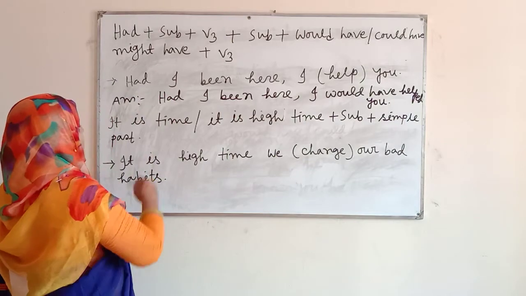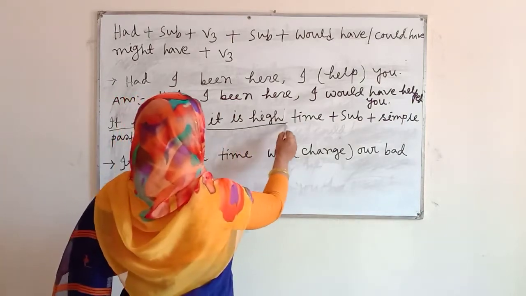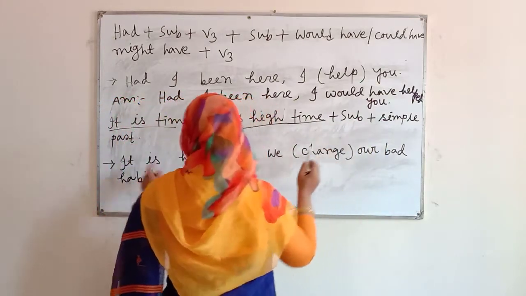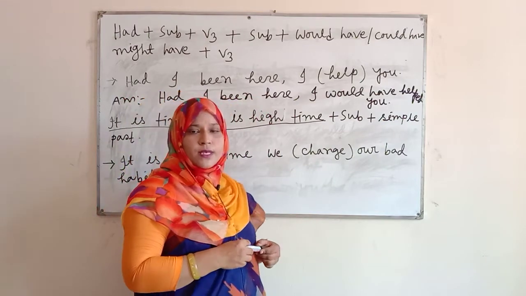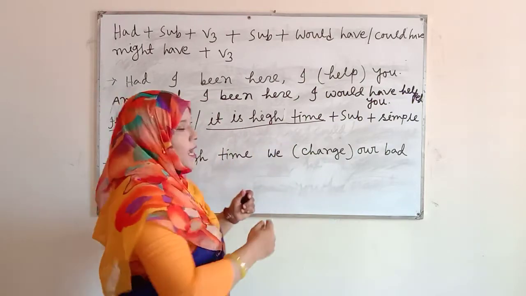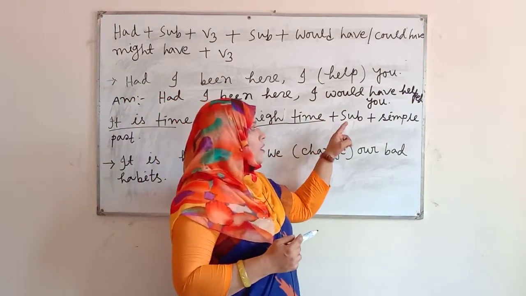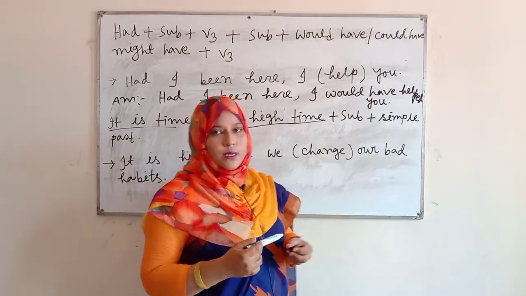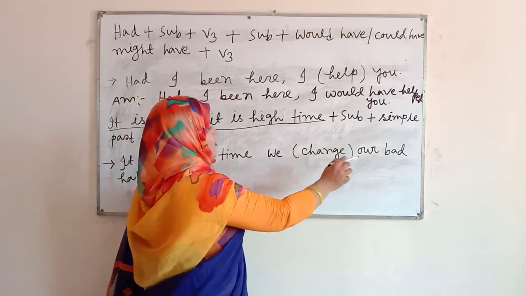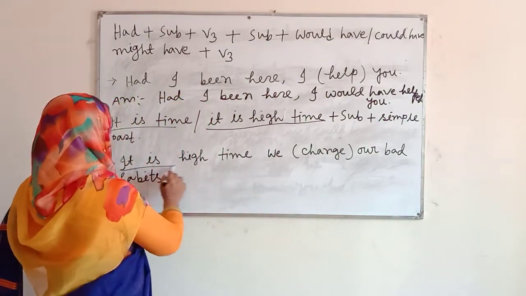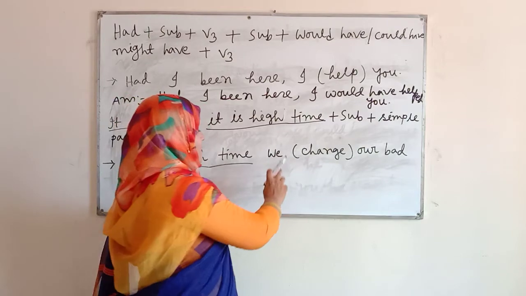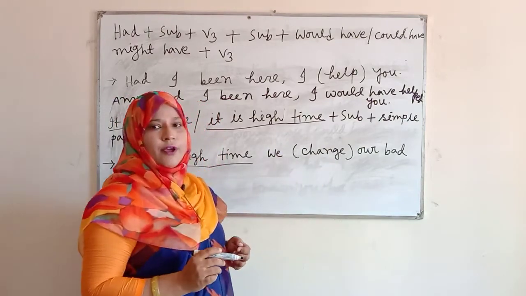Next rule, it is time or it is high time. It is time or it is high time, then subject plus simple past. Simple past, that means past indefinite tense. যখন আমরা কি দেখব লার্নার্স? it is time or it is high time, তখন আমরা কি করব? Then we will use subject plus simple past. Here is an example. It is high time we change our bad habits. It is high time. So we will use here subject plus verb 2.